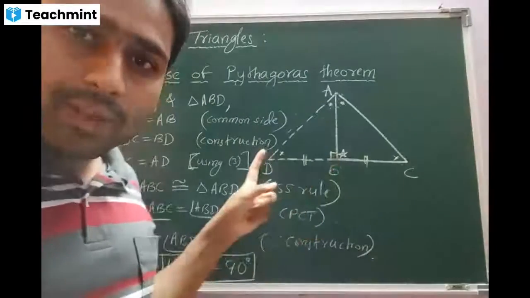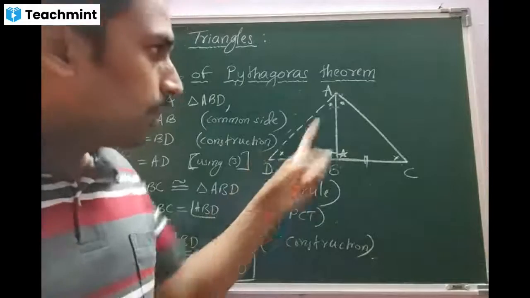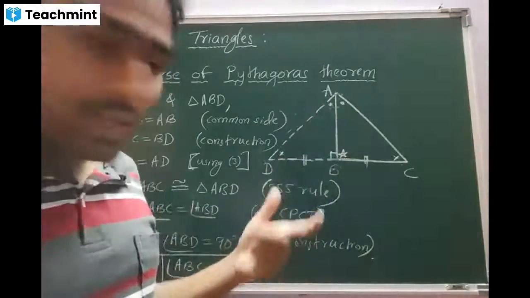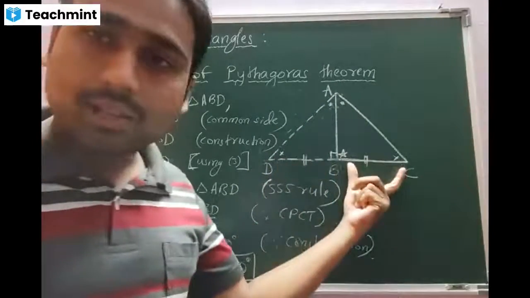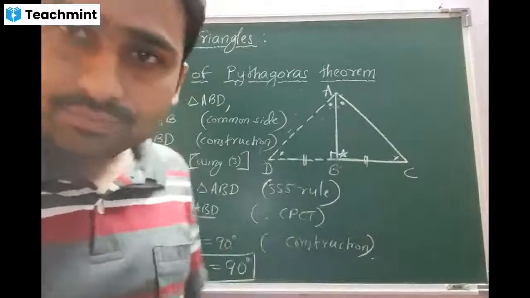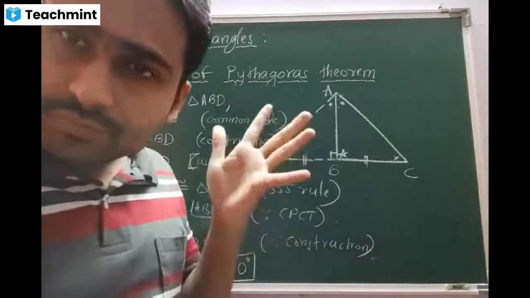Then, beta, we have done a small construction through the vertex B. I have taken a perpendicular line BD perpendicular to AB such that the length of BD is same as the length of BC. Correct? Yes, sir.